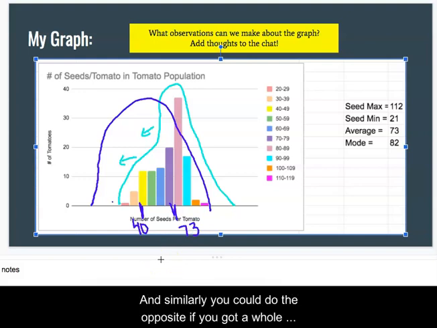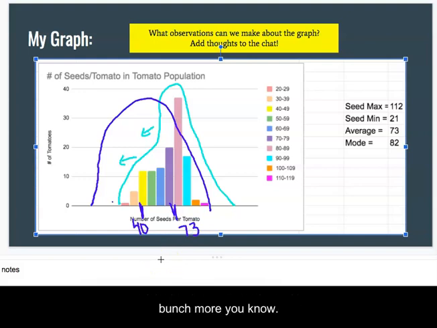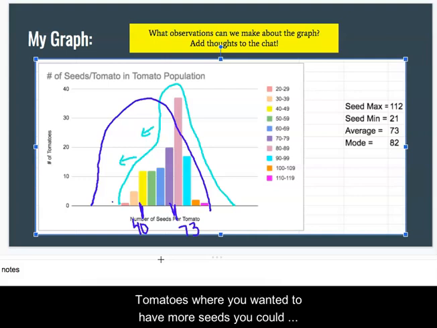And similarly, you could do the opposite. If you got a whole bunch more tomatoes where you wanted to have more seeds, you could potentially shift it the other way if you focus on breeding just plants with tons of seeds and tons of seeds and tons of seeds.